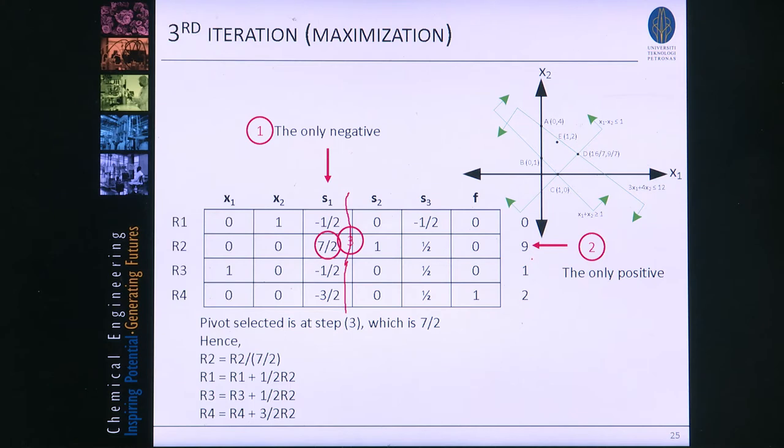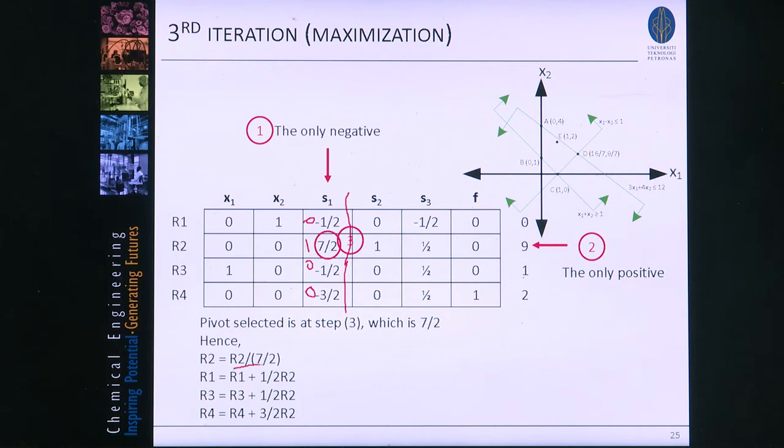This divided by that is not counted. This also divided by that is not counted. So the only positive one is this, 9 over 7/2. So we want to make this equal to 1, and the rest 0, 0 and 0. How do we do that? We divide it by itself, 7/2.